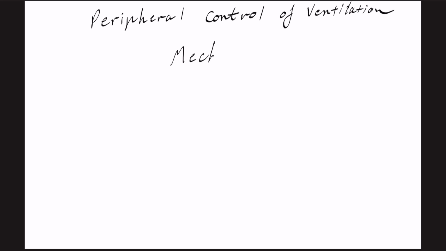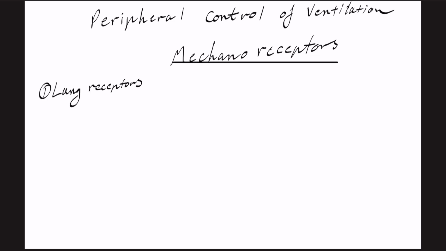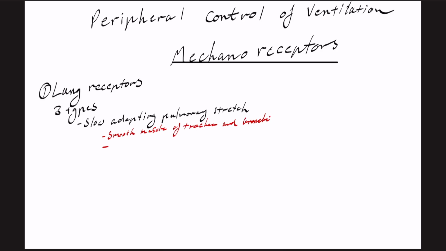And I mentioned before we'll talk about mechanoreceptors, and I'm just using this as a loose, broad term just to cover some of the other sensors that will affect respiration and ventilation. So the first one is the lung receptors, and there's 3 types. The slow adapting pulmonary stretch receptors, and these are found in the smooth muscle of the trachea and the bronchi. And they're associated with the Hering-Breuer reflex.